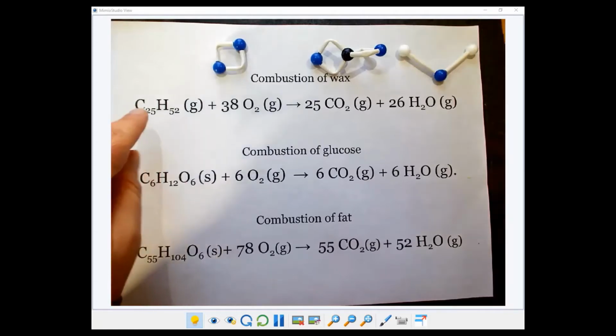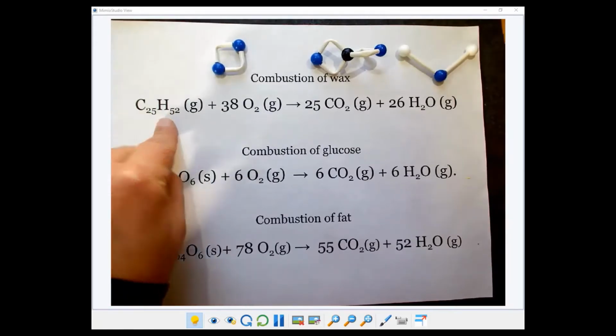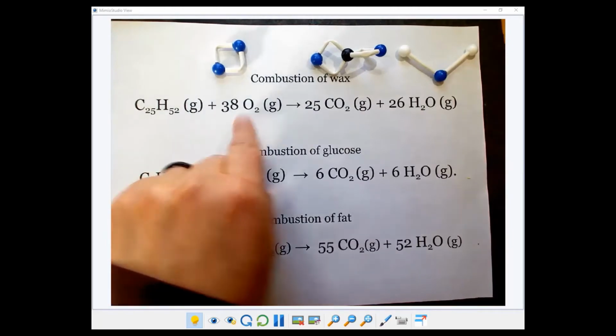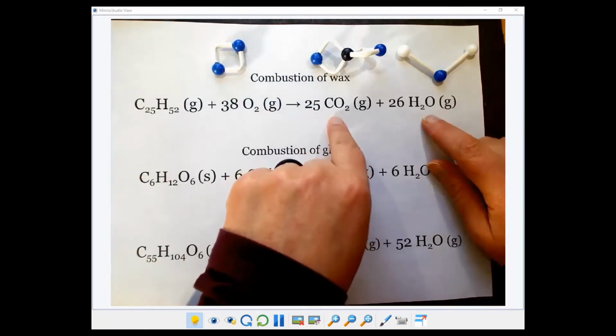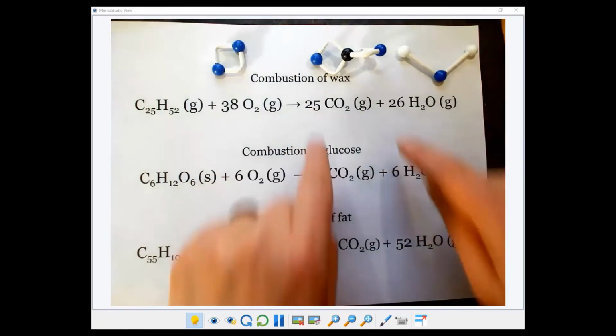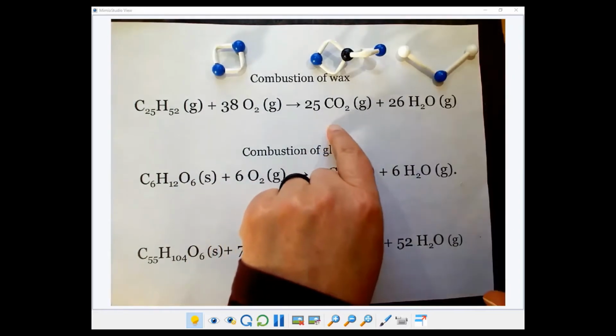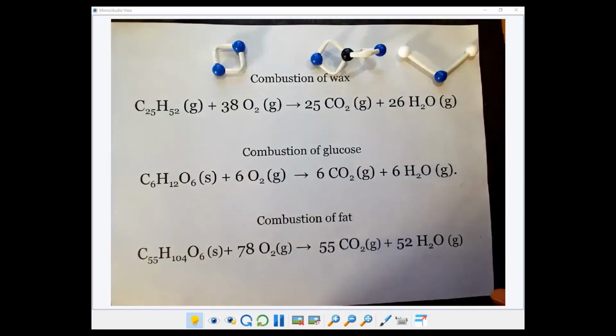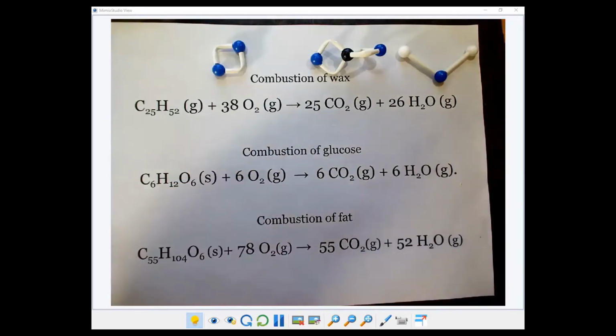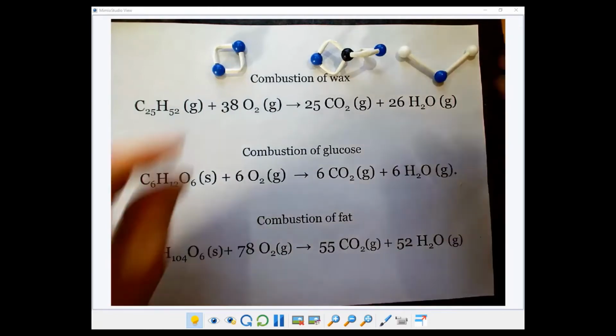You take a carbon and hydrogen molecule, burn it with some oxygen, you end up with some carbon dioxide and water. The only difference is how it gets balanced, these numbers in front. How many carbon dioxides and waters do you produce and how much oxygen do you need? That's the only difference. So all of these things, we're just burning them to get energy for fuel.